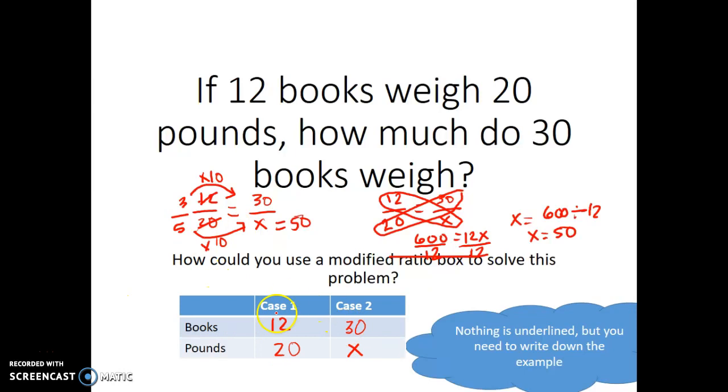So I basically just make a box, and that helps me stay organized so I can see how I can put in the information that I have, and then see one box will be empty, and that will be probably the one that I'm solving for. And then this stays nice and organized so that I can easily write a proportion.